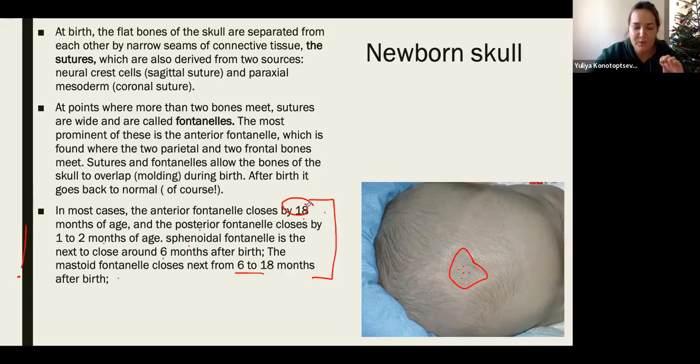What is the purpose of fontanelles? They allow the overlap of the flat bones during birth. The circumference of the head is much bigger than the circumference of the vagina. Okay, so it's much bigger. The vagina will dilate to a maximum of 10 centimeters, right? That's when we tell the mother to push, maximum 10 centimeters. The head, when you're born, is usually about 12 to 15 centimeters. So how do you push 12 to 15 out of 10? You can't. So that's why it really does hurt a lot, right?